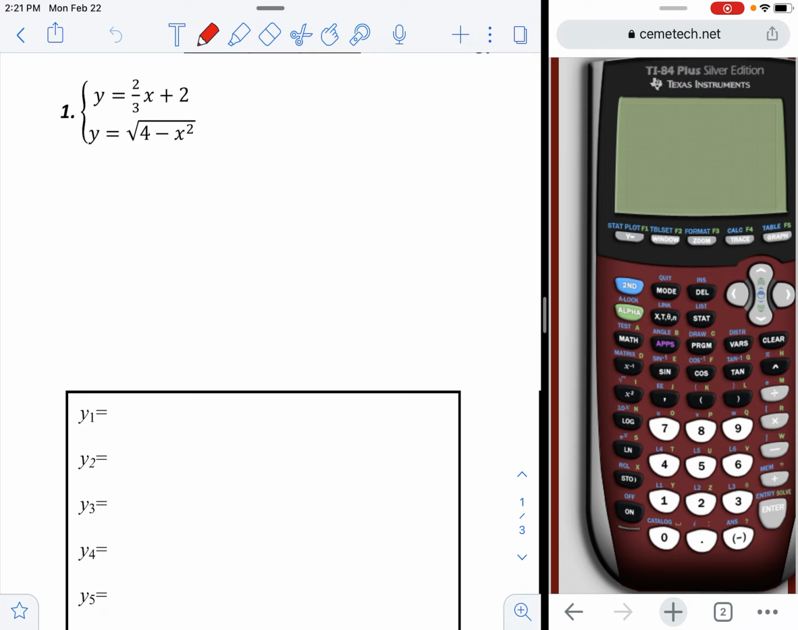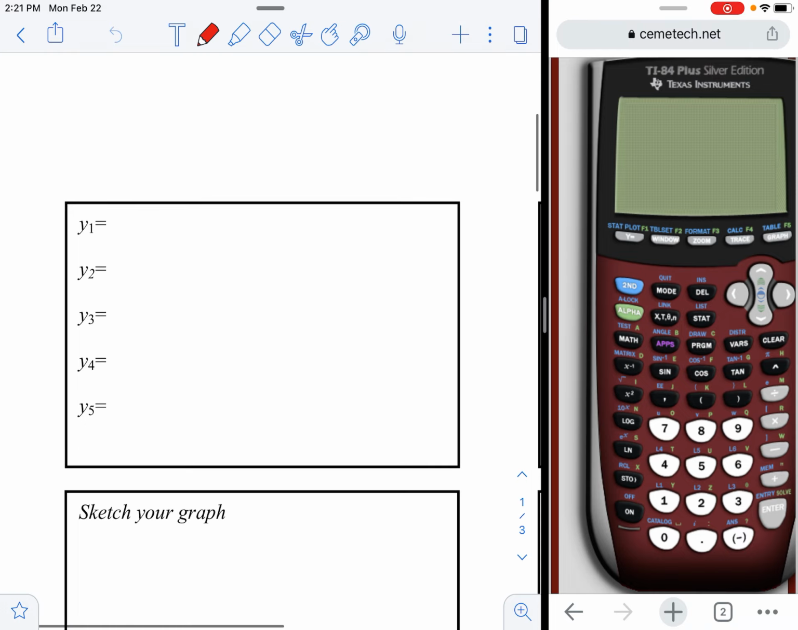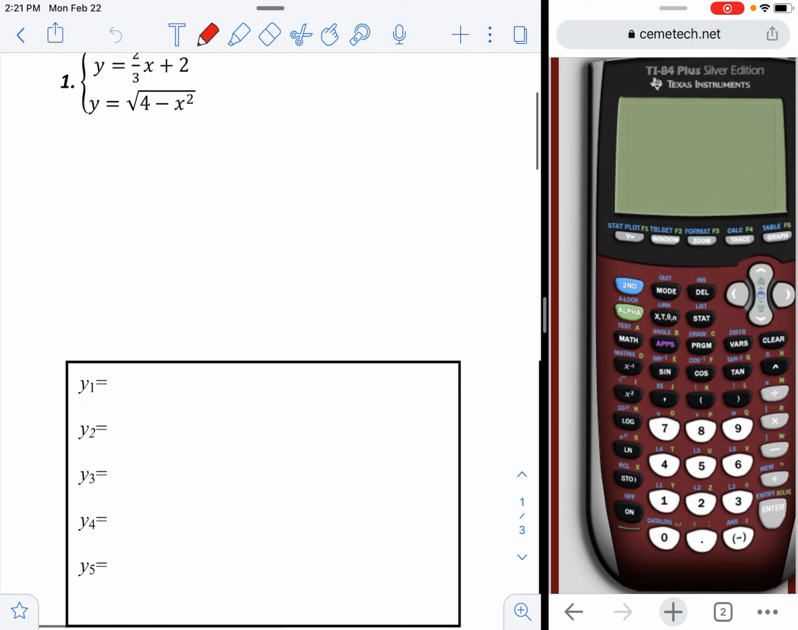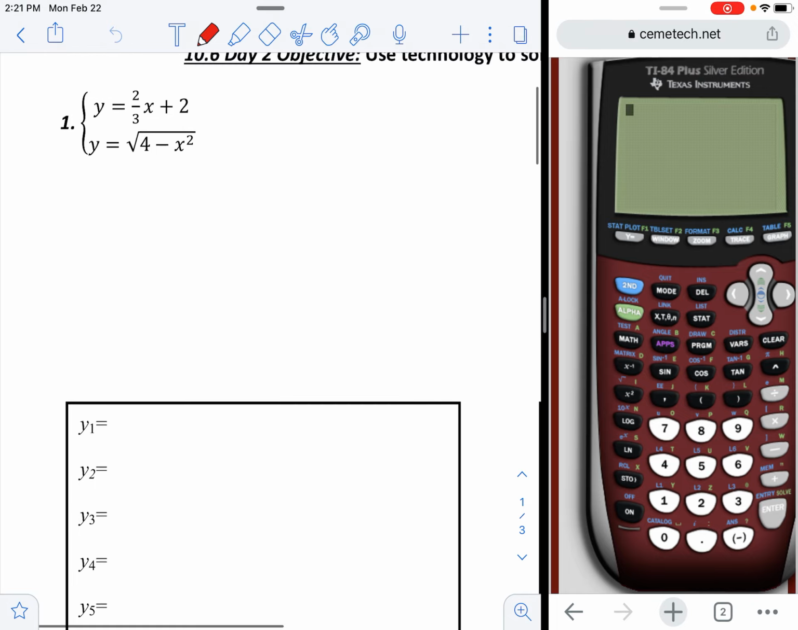We're going to use the graphing utility on our calculator, which you go into y equals to do that. So first off, each of your equations has to be solved for y. If you look at the equations in number 1, they're both solved for y. So what we're going to do is we're going to write down what we're going to type in our calculator before we actually do it.